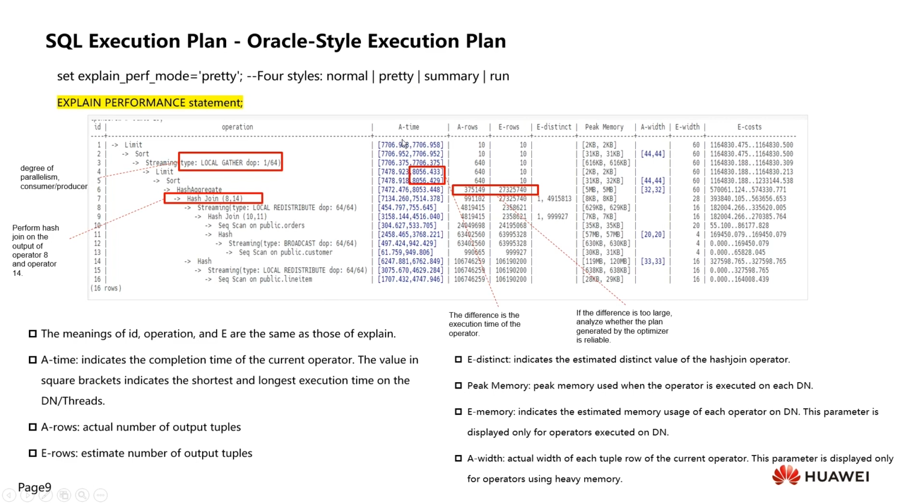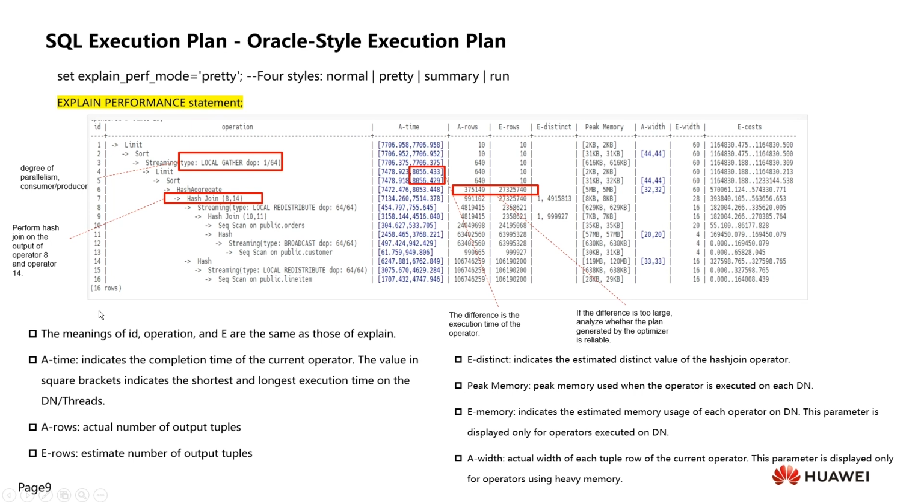In this slide, we introduce the GUC parameter explain_perf_mode. If we set it to pretty, we would have the Oracle style performance information printed out. I'm not going over all the detailed logic of this execution plan, I just want to show you some important fields in the execution plan that we should probably focus on.